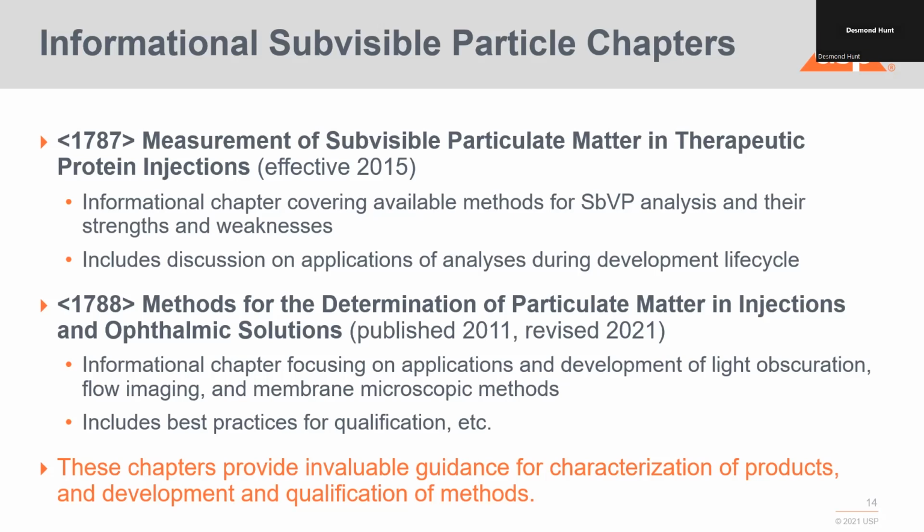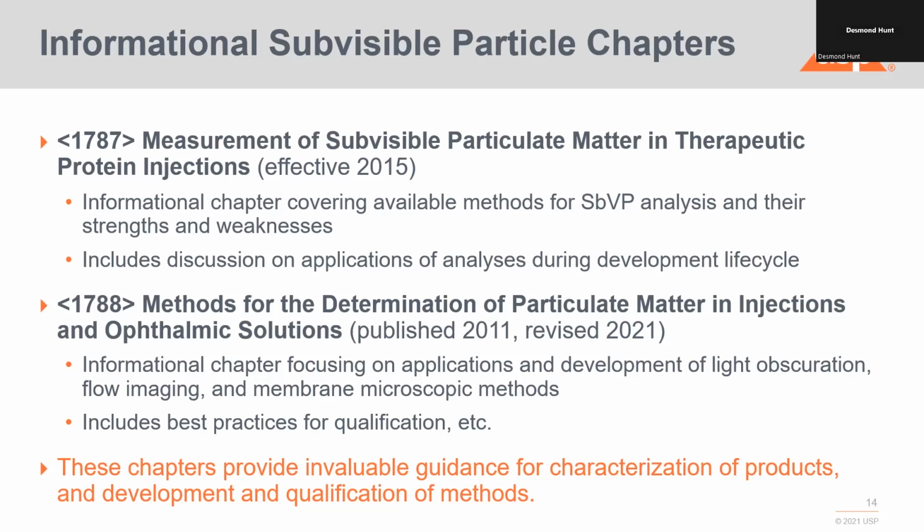You have 1788.1, which talks about light obscuration. You have 1788.2, which talks about membrane microscopy. And then you have 1788.3, which talks about flow imaging. And the question people always ask is, wow, how did flow imaging get added to the chapter? Are you guys planning to put it into 788?